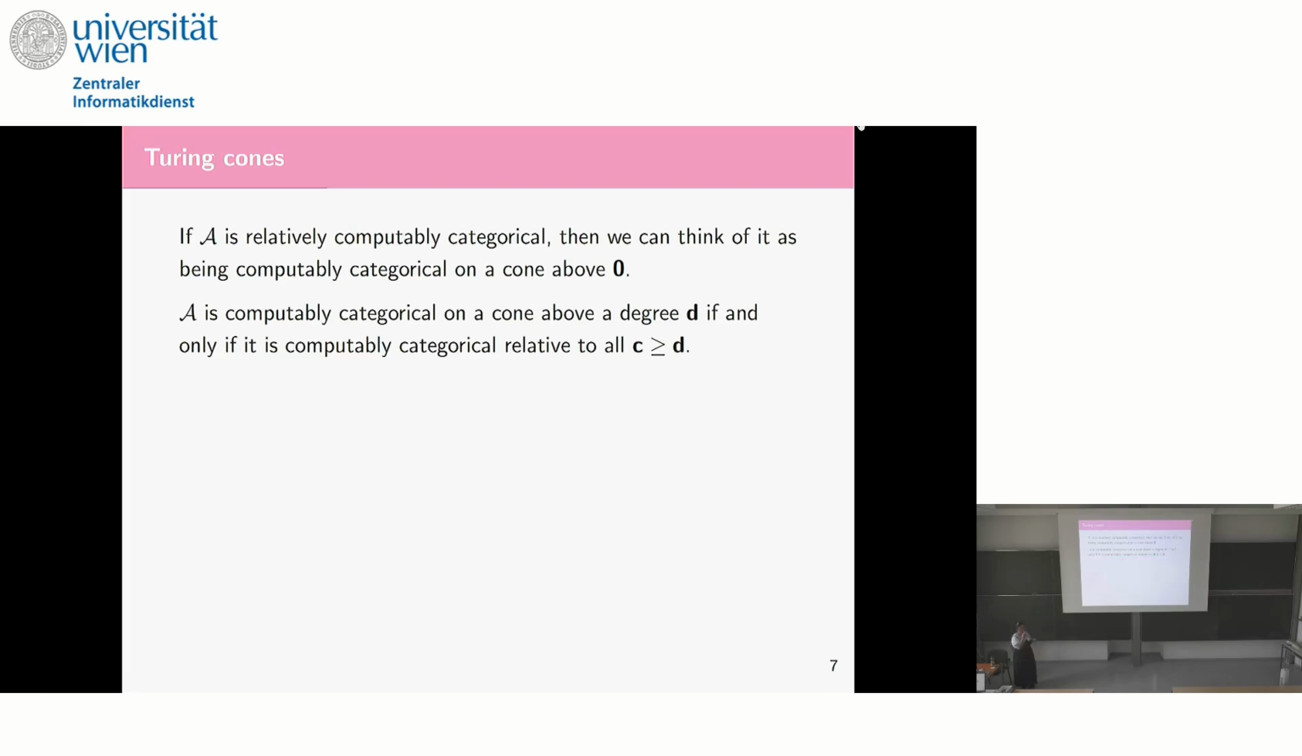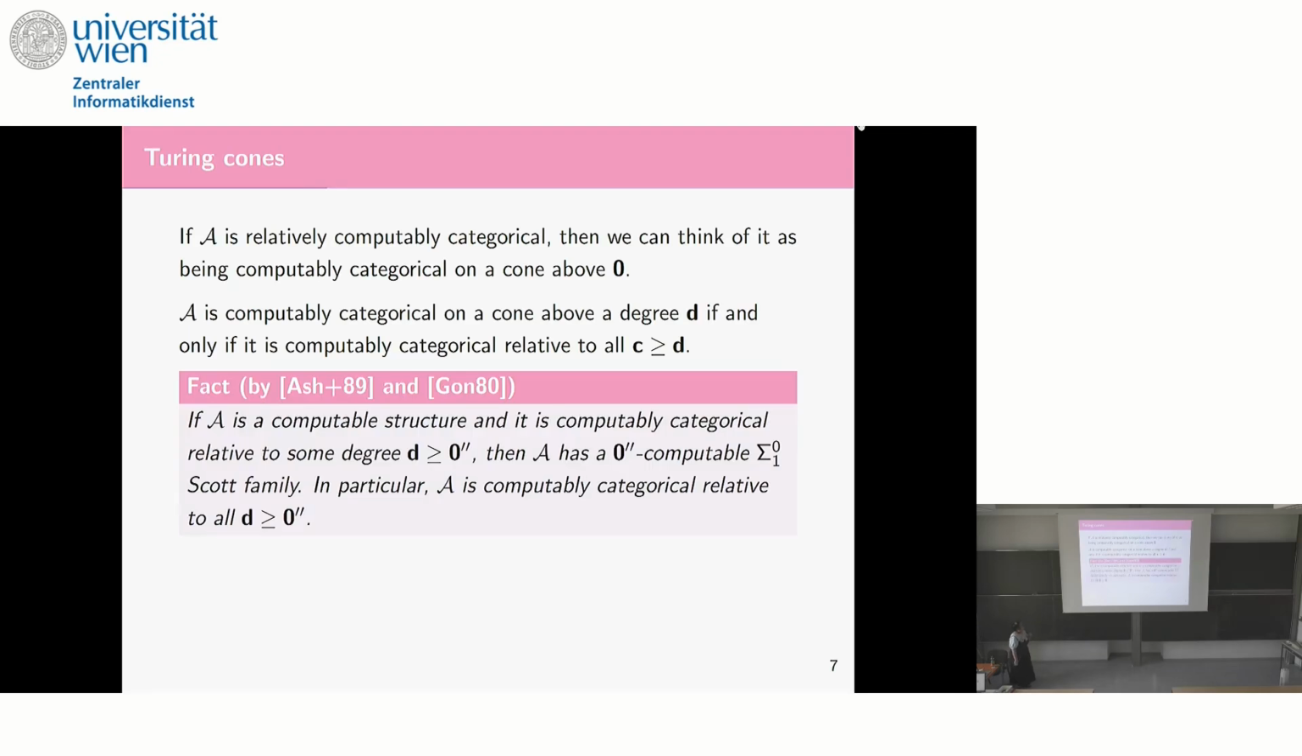The reason I want to put this image of cones in your mind, where some of the cones are already based at zero, is due to the following fact. This follows from some results by Ash, Knight, Manasse, and Slaman, and also a Goncharov result. If A is a computable structure and it's computably categorical relative to some degree D above zero double prime, then A has what we call a zero double prime computable Sigma-1 Scott family. Remember, that's the nice syntactic characterization. And that's enough to get you that A is CC relative to every degree above zero double jump.